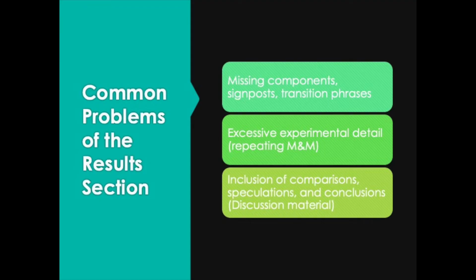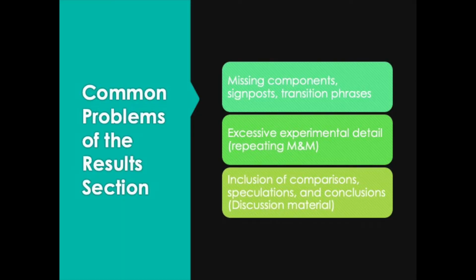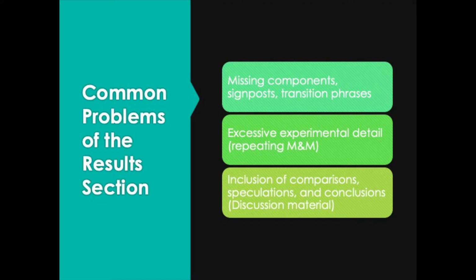Well, the first one is that there are missing components, or missing signposts, or missing transition phrases. And so this is going to make it hard for the readers to follow where you're going with the results section. You could also have excessive experimental detail in the results section. In other words, you are repeating the materials and methods as a way to lead up to what the result is going to be. And we'll talk about how to avoid doing that while still giving the reader some context for the results.